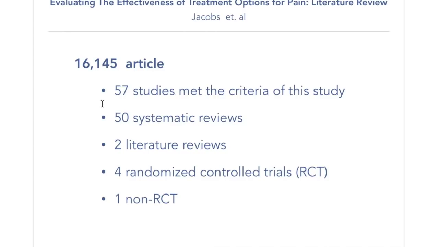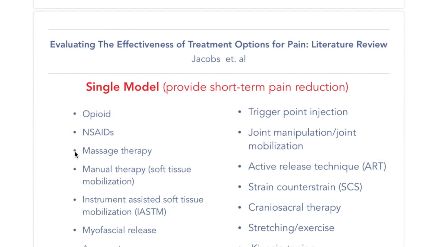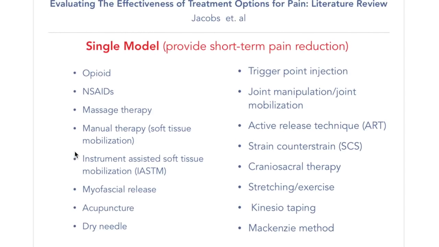So let's look at their finding. In that study, they actually looked at two separate categories. One is a single model, and they put all single-modality treatments in that category, and the other category was a biopsychosocial model category. So they got the systematic reviews on these elements. The link for this study is down the video.